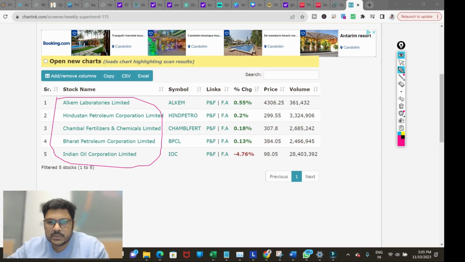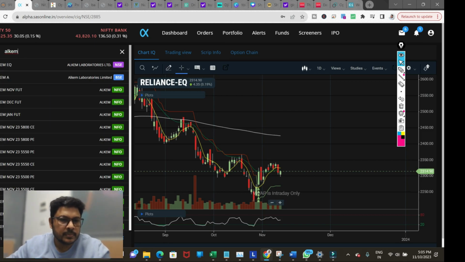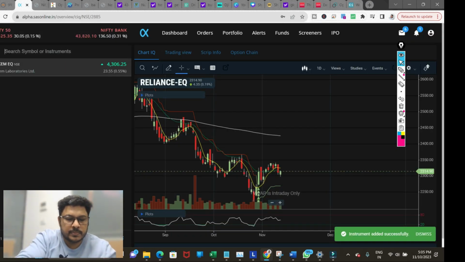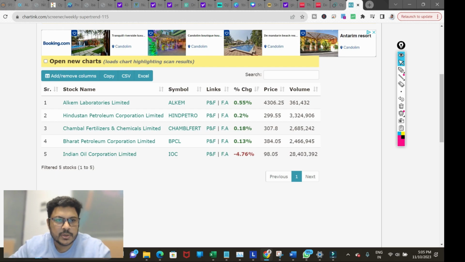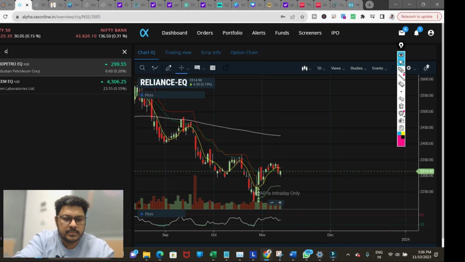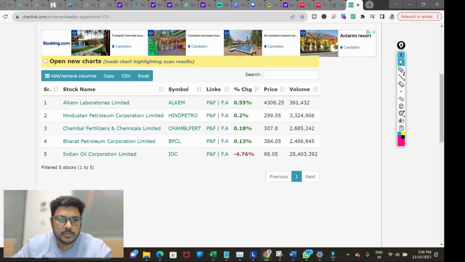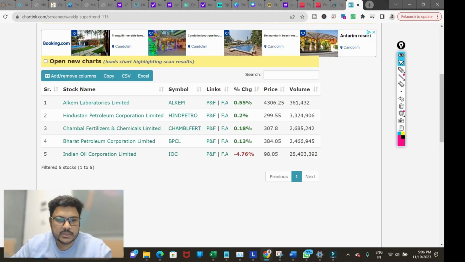Let's try and analyze what is the pattern these stocks are forming, and is it worth investing in these stocks? Let's check. So I'm going to use my Sasonline, and let's add all these stocks to here. Alchem Laboratories, first one. Second is in Petro. Third is Chambal Fertilizers. Fourth is Bharat Petroleum, BPCL. Fifth is a negative short entry.